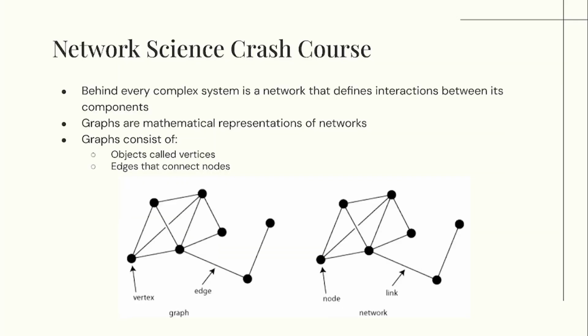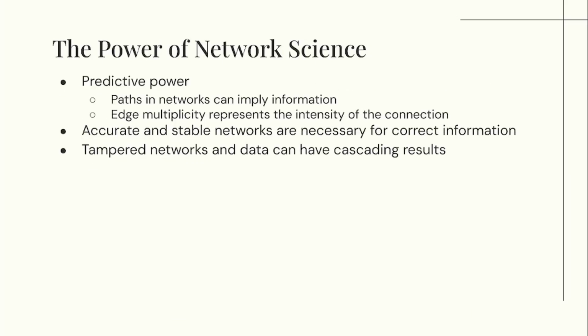Behind every complex system is a network that defines interactions between its components. Mathematically, graphs are representations of such networks. Graphs consist of objects called nodes and edges that connect these nodes. Networks are powerful tools for prediction, but they're only as accurate and stable as their data sources. So paths, or a sequence of nodes connecting to one another by edges, allow us to make predictions or implications about the underlying data. Analysis of networks also leads us to some interesting statistics, such as edge multiplicity. That is, multiple edges sharing the same nodes.